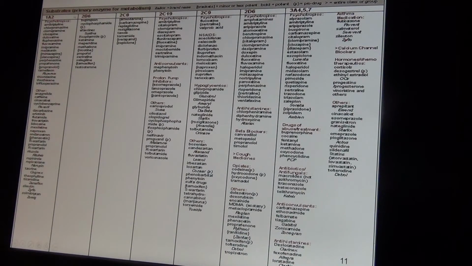The substrates are those for which the enzyme is the primary enzyme for metabolism. These are the main substrates, the drugs that are acted upon by CYP1A2, and then we have the drugs acted upon by CYP2B6, CYP2C8, CYP2C19, CYP2C9, CYP2D6, CYP3A4, CYP3A5, and CYP3A7. There are so many of them, and these are the substrates, the drugs that are the subject of the actions of these enzymes.